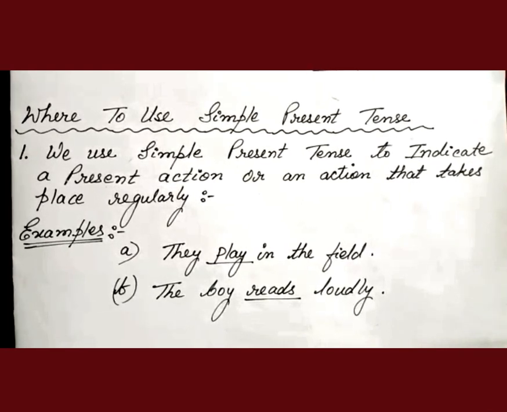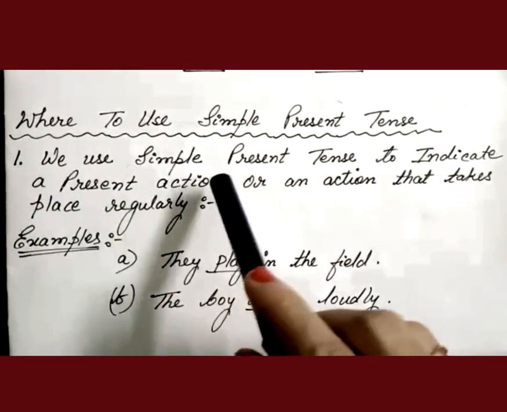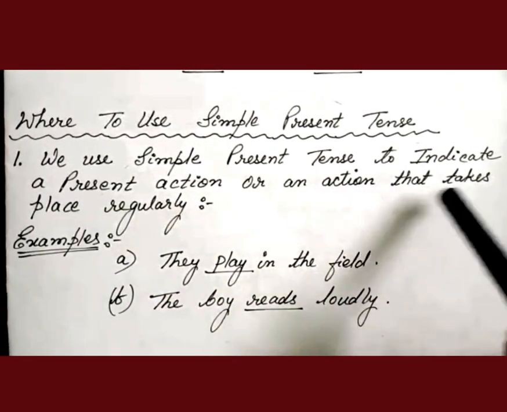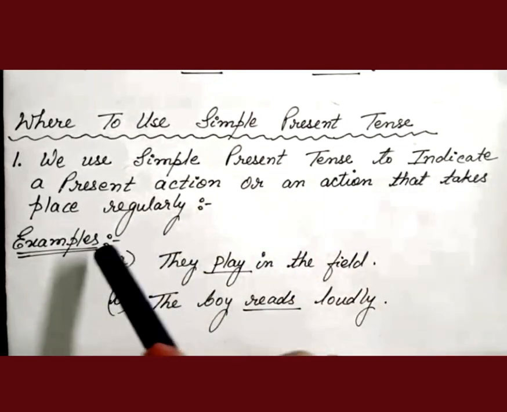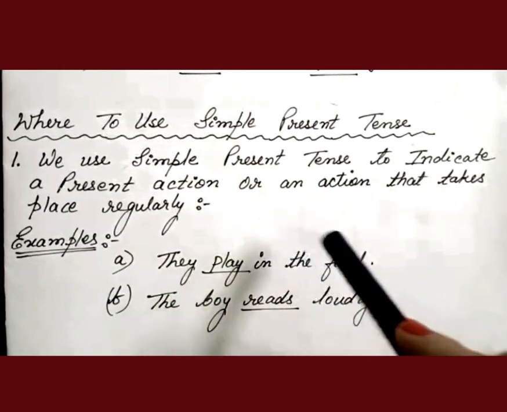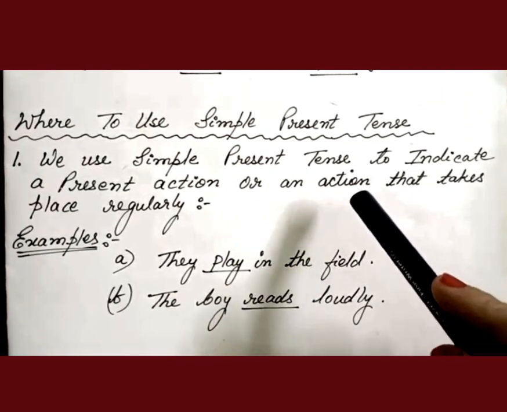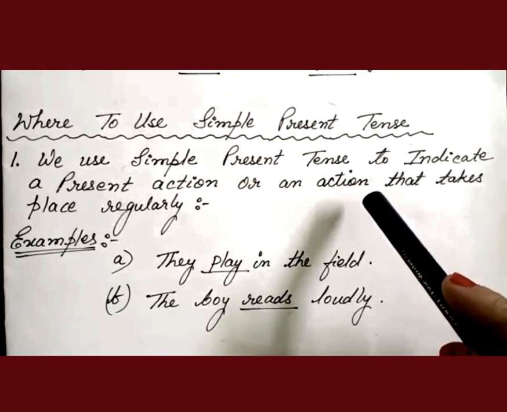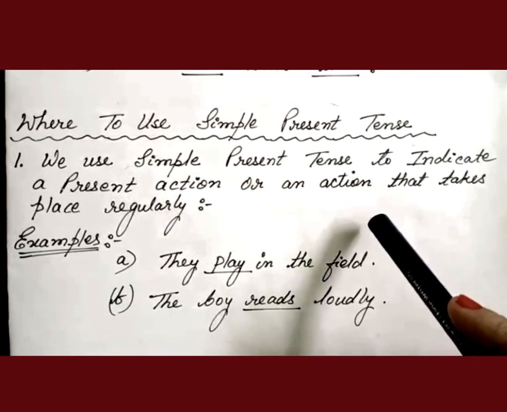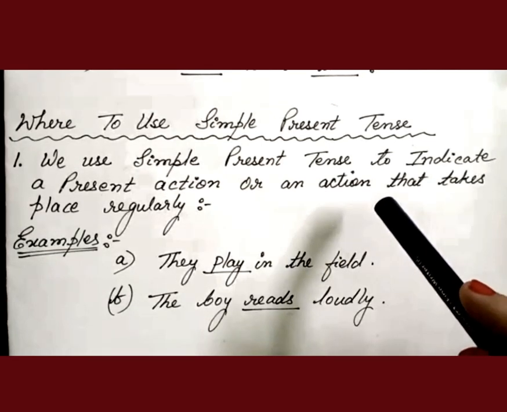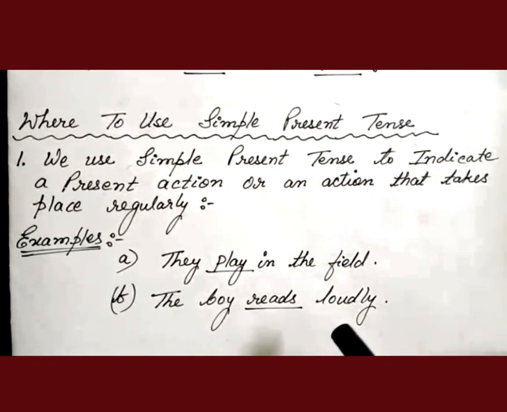Now let's know where to use simple present tense. We use simple present tense to indicate a present action or an action that takes place regularly. So try and understand here, we use simple present tense to indicate a present action which is currently happening or an action that takes place regularly, every day or every time. Let's look at some examples.